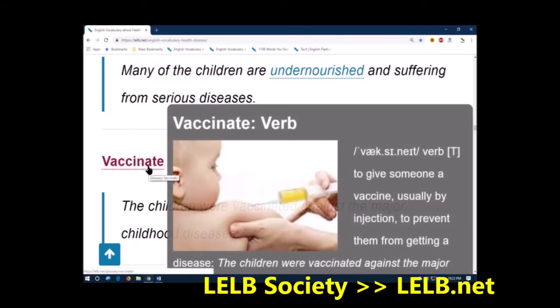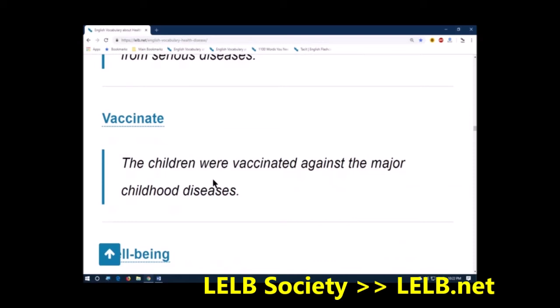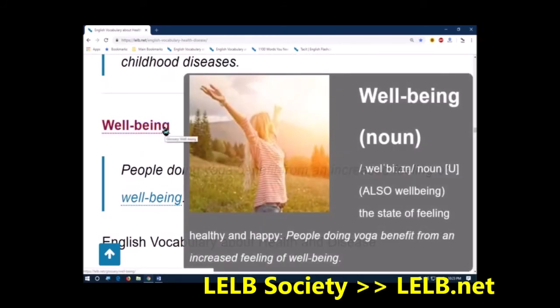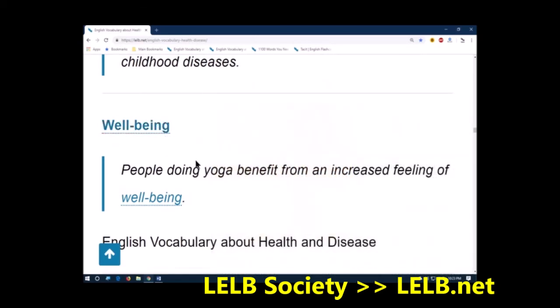Vaccinate, to give someone a vaccine, usually by injection, to prevent them from getting a disease. It's clear. The children were vaccinated against the major childhood diseases. Pay attention, we say vaccinate against. So they were vaccinated against that disease. And the last word is well-being, which means the state of feeling healthy and happy. People doing yoga benefit from an increased feeling of well-being.